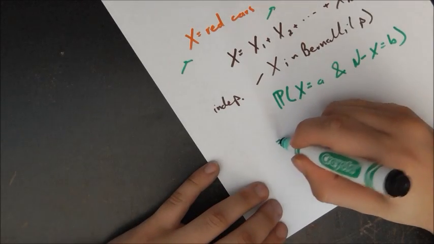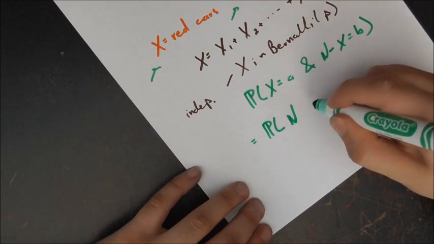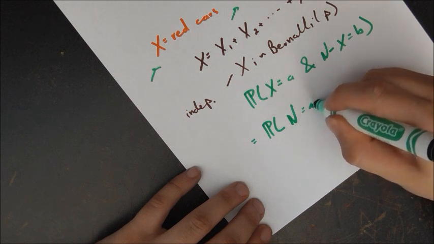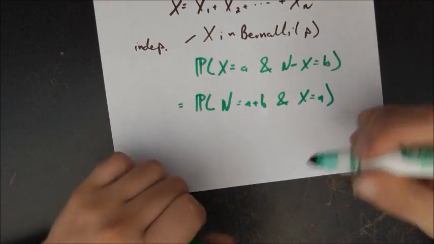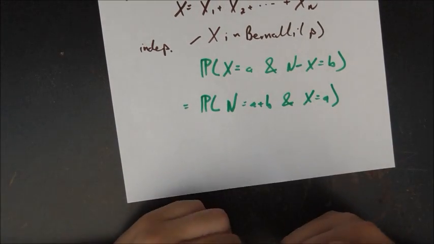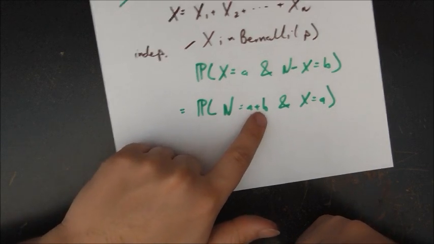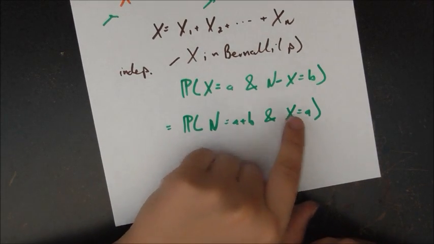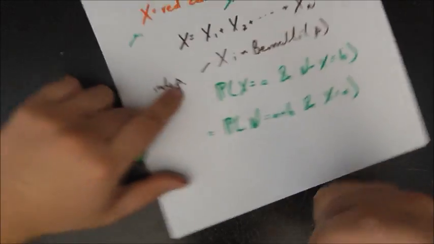So we're going to write this in a different way. This is exactly equivalent to saying that the total number of cars we selected has to be a plus b, and of those, a were red, right? Because if a cars were red and b cars were white, then in total we had to have chosen a plus b cars, and a of them were red, okay? So this is the same exact probability, and now this will be a little bit easier to calculate.